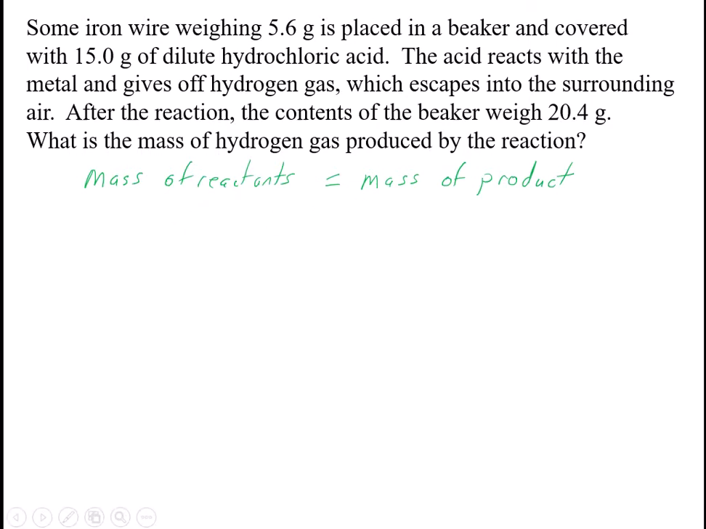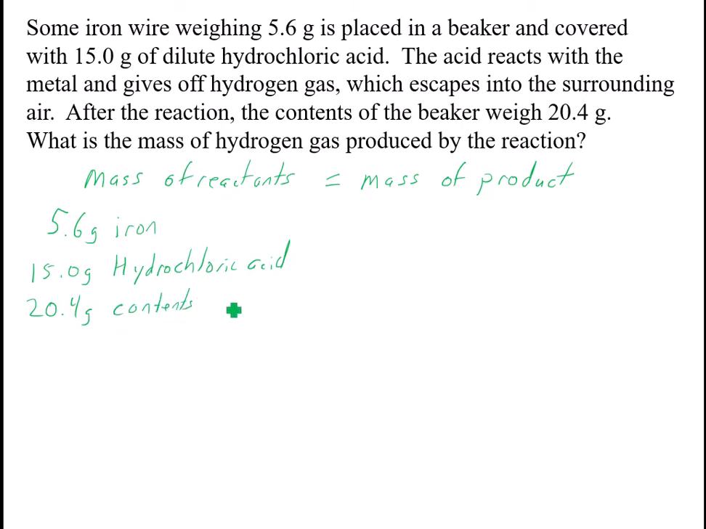So what I have here are three different masses, and it's asking for one. I have 5.6 grams of iron. I have 15.0 grams of hydrochloric acid. I have 20.4 grams of contents of the beaker. It doesn't say what those contents are. And the question mark is the mass of hydrogen gas.